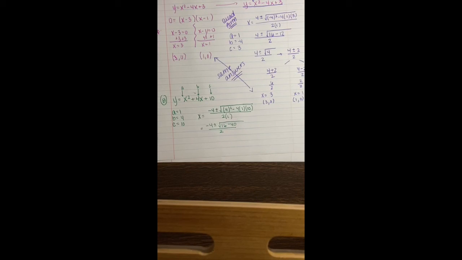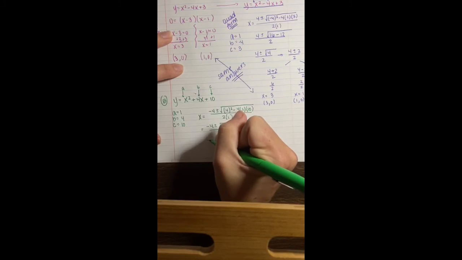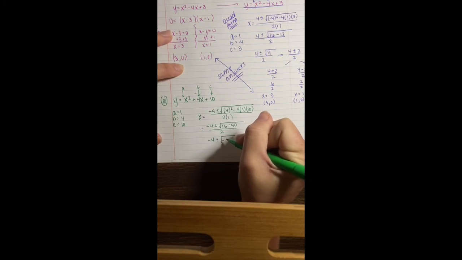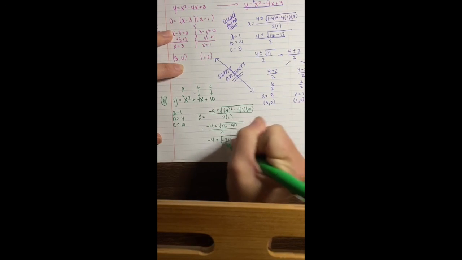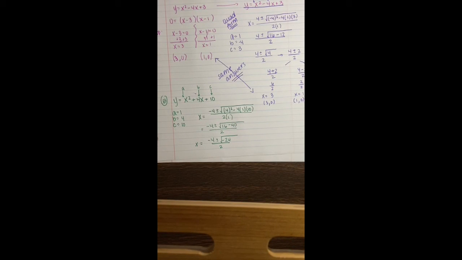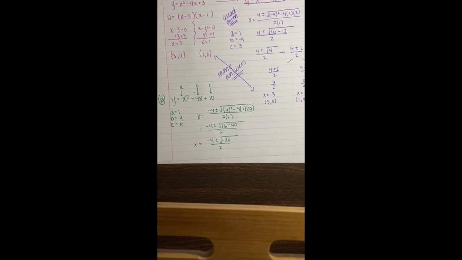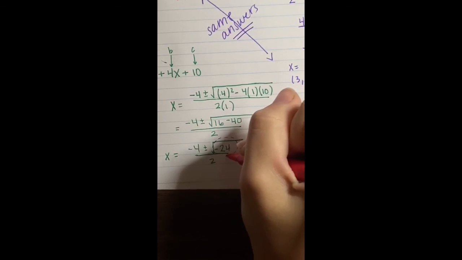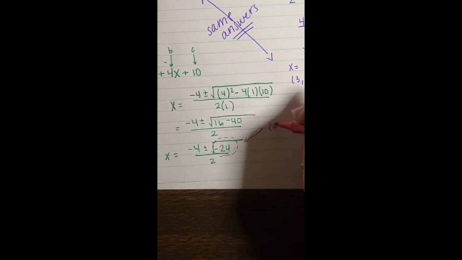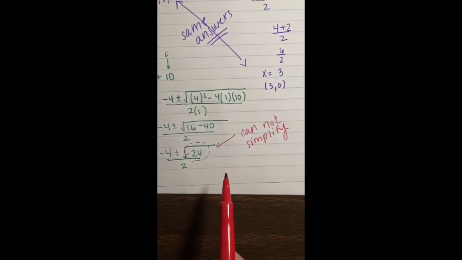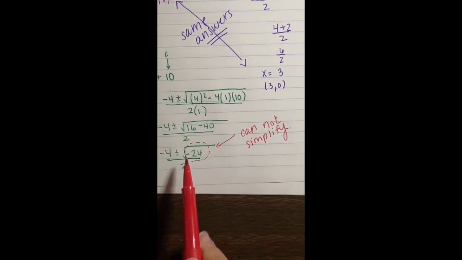Now, we have to simplify what's under our radical still. So we have negative 4 plus or minus the square root of negative 24 divided by 2. Does anybody see anything wrong with this? Let's take a look at this negative 24. If I end up with a negative under a radical, we cannot simplify that. The reason is because we don't know how to simplify a negative under our radical.